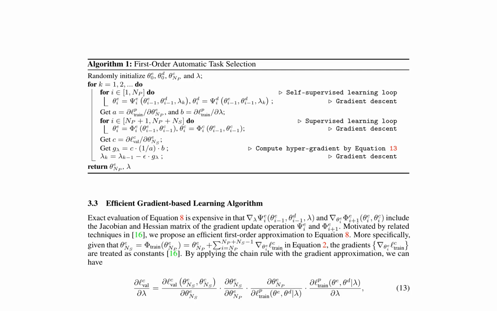The proposed auto-select algorithm is a first-order automatic task selection method that combines self-supervised learning and supervised learning to improve predictive performance. It involves randomly initializing parameters, followed by a self-supervised learning loop and a supervised learning loop, computing the hypergradient using equation 13, an efficient first-order approximation to equation 8.